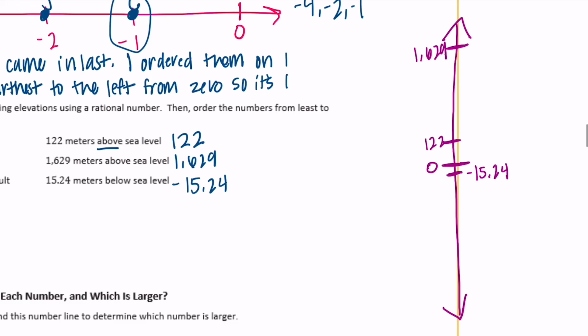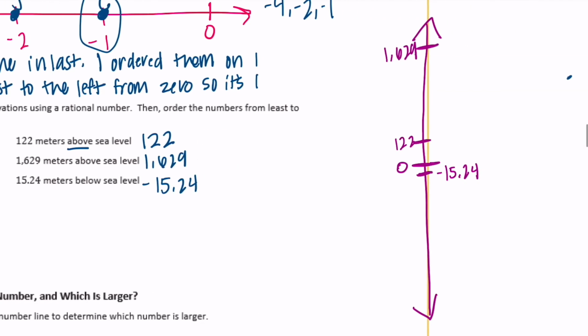So let's put those in order from least to greatest. So least would start down here at the bottom below 0. So we have a negative 15 and 24 hundredths. Next would be 122, and then 1,629.